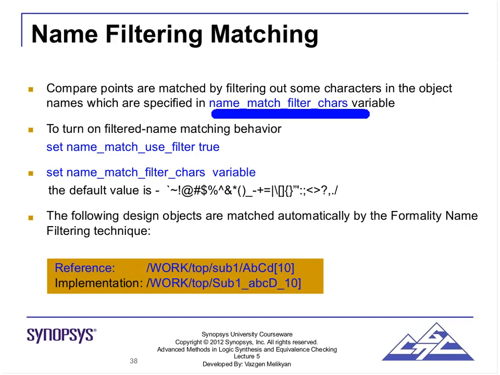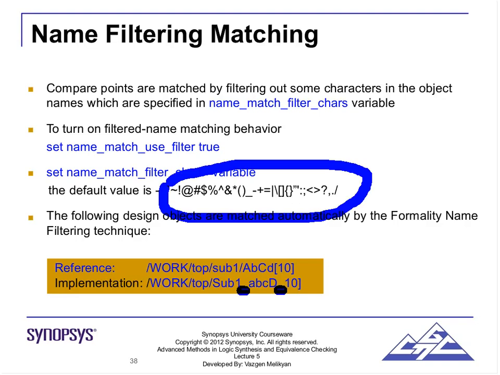Reference has a slash here, which means that it has a separate hierarchy, but implementation does not have a slash, which means that DC has ungrouped it, whether explicitly or implicitly. So it will add an underscore here, it will add an underscore here also. So the default value is this, all these characters are filtered for name matching. So a slash is filtered and it is matched to underscore using name filtering. So it is capable of doing that. Again, you do not have to do anything special.